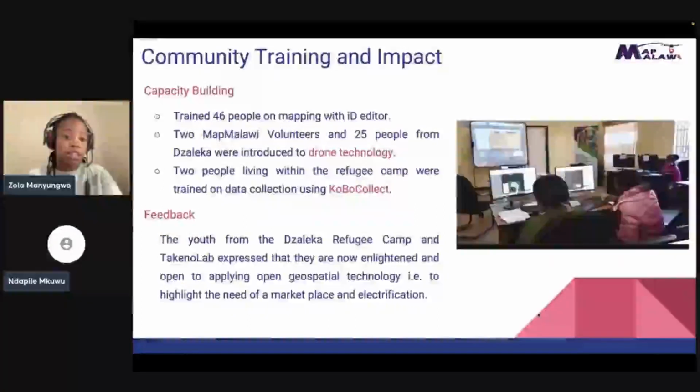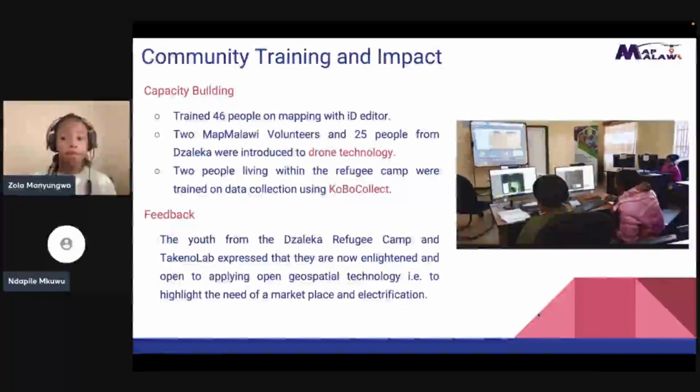Two volunteers from Map Malawi and 25 people from Dzaleka were also introduced to drone technology. The two volunteers from Map Malawi were part of the group that went to the camp to take the imagery together with Ndapile, and the 25 people from Dzaleka were introduced to different aspects of drone technology. They also had a chance to see the drones flying and get an understanding of how that works.